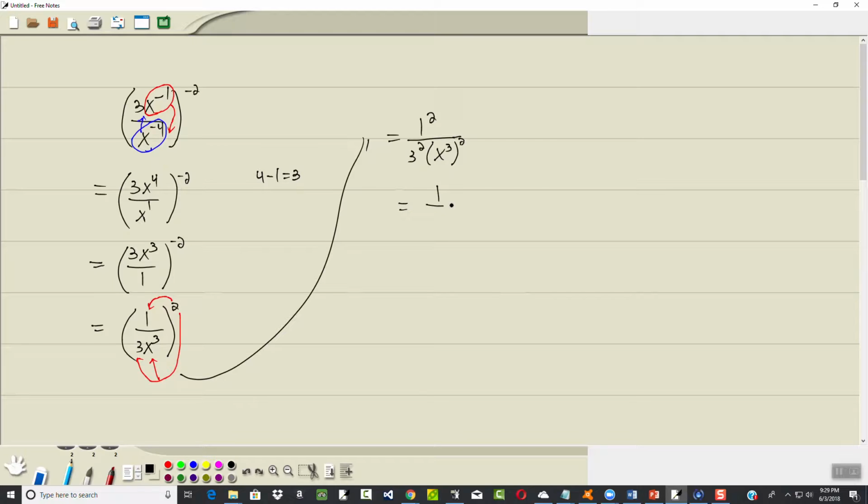Now 1 squared is 1, 3 squared is 9, and when you raise one exponent to another exponent, you multiply them together, so 3 times 2 is 6. So we're going to have x to the 6. And that would be our answer.